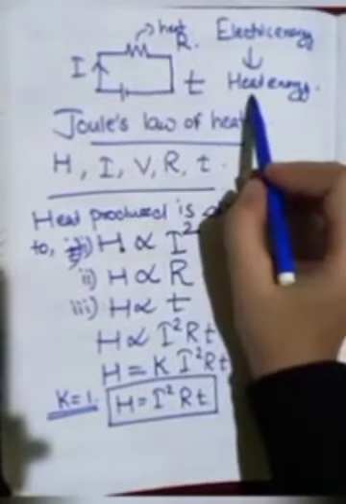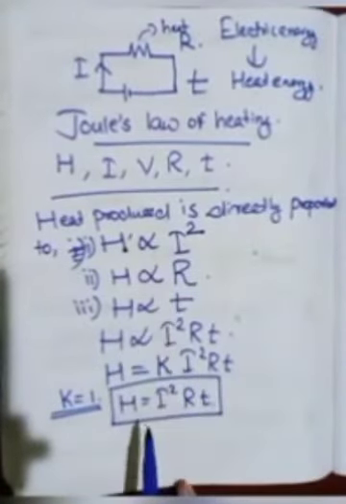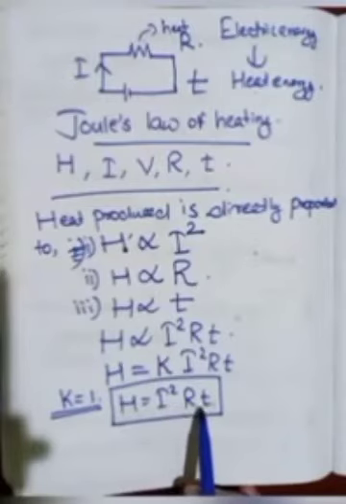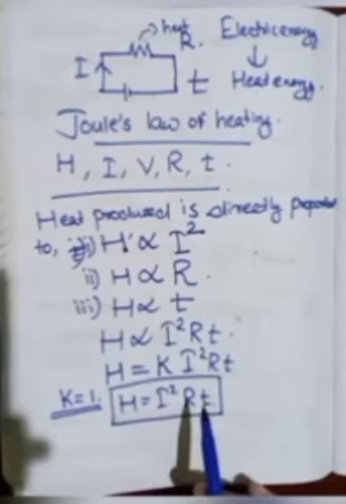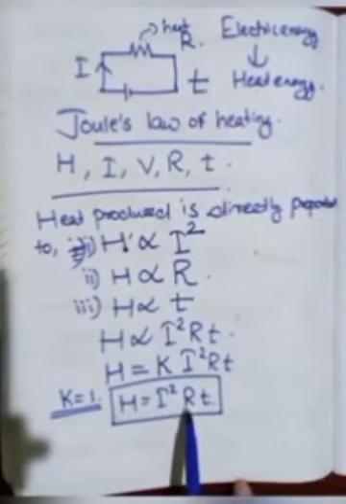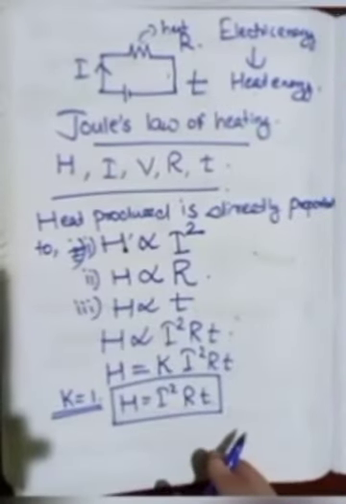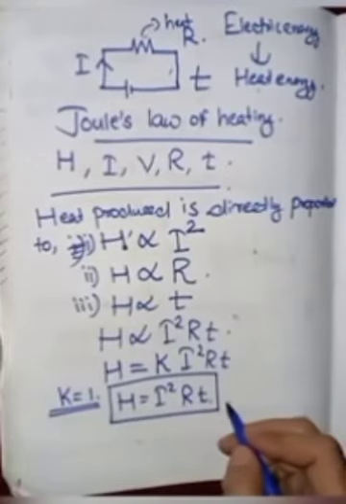That is, the current is converted into heat energy, and this heat produced can be calculated using this equation: H is equal to I square into R into T. Here H is the heat produced, I is the electric current passing through this circuit, R is the resistance of this resistor, and T is the time taken for the current to flow through the resistor. Hope you understand that Joule's law of heating is very important.